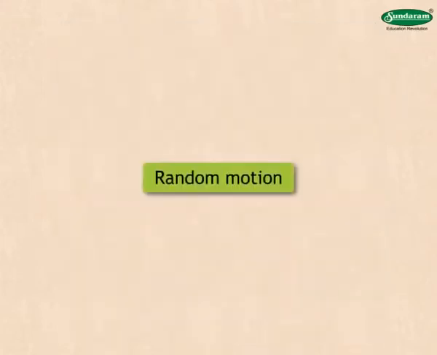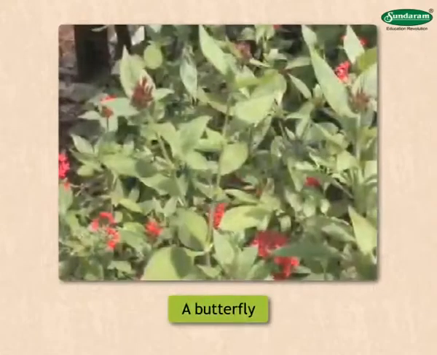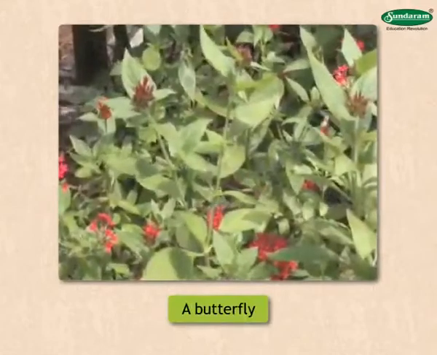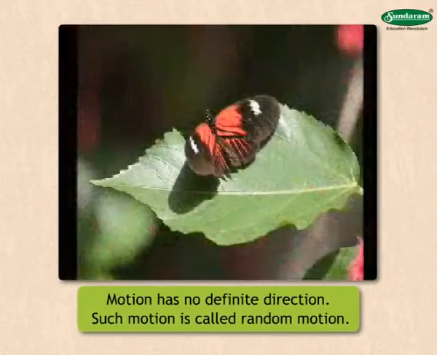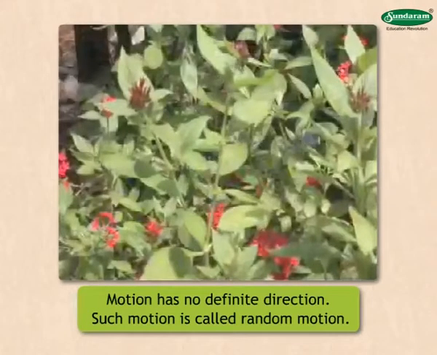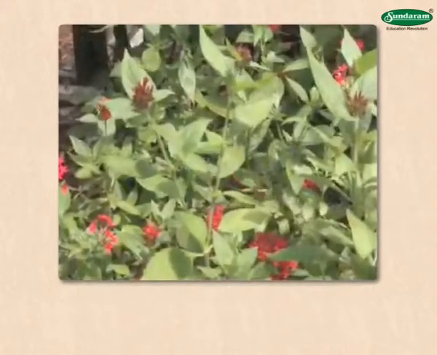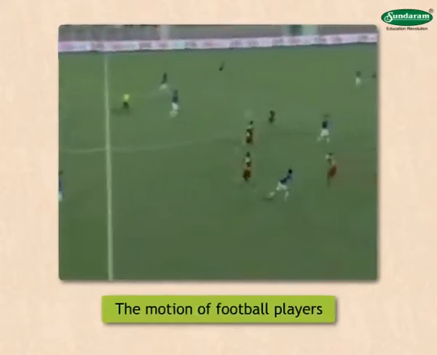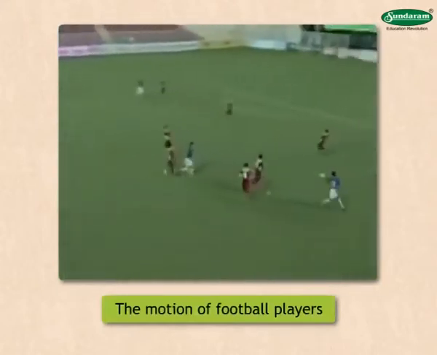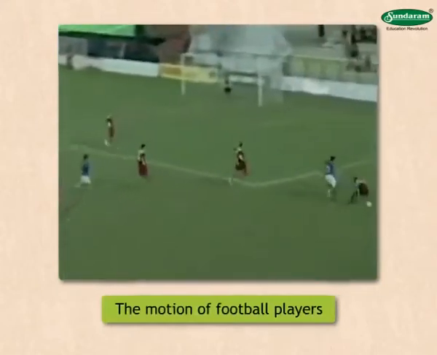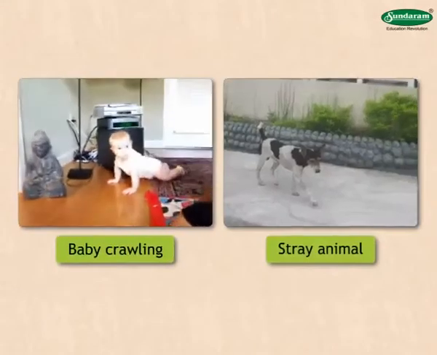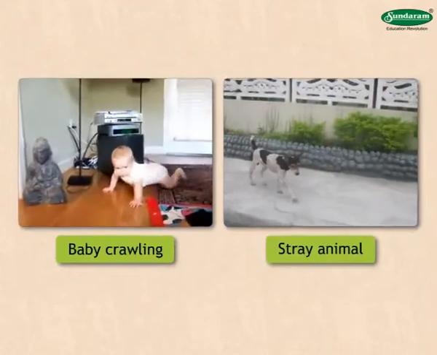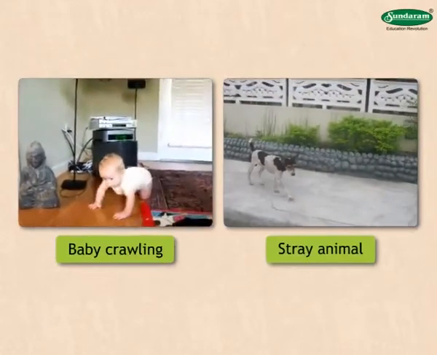Random motion. A butterfly flits from flower to flower. Its motion has no definite direction. Such motion is called random motion. The motion of football players on the field is also of the same type. The motion of a baby crawling or a stray animal is also called random motion.